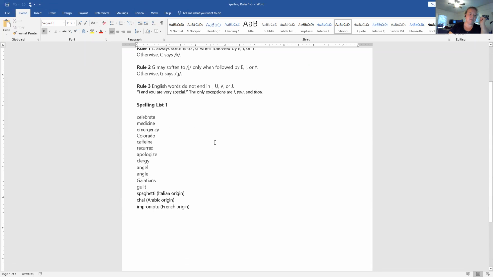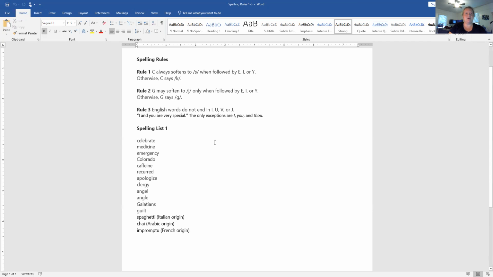All right, so let's get into the spelling list really quick. So we have celebrate, medicine, and emergency. Those all give you examples of C followed by E, I, or Y. And you can hear that celebrate has that S sound. It's very much on the front of the tongue. And then you have Colorado, caffeine, and recurred, all of which are followed by O, A, and U, which is when we use that harder K, C sound. So it's Colorado, caffeine, and recurred.